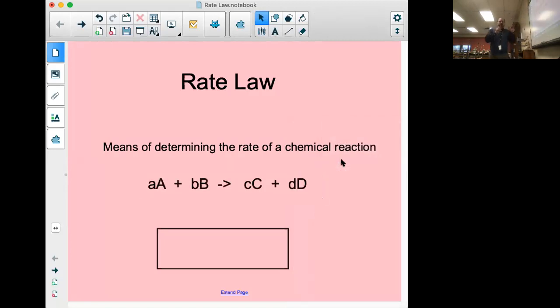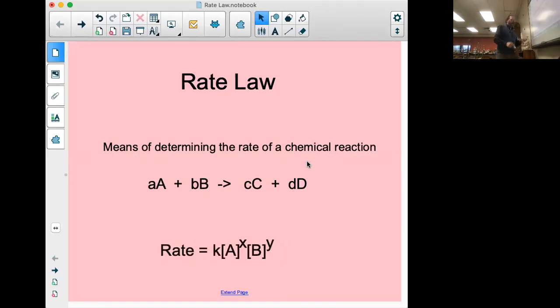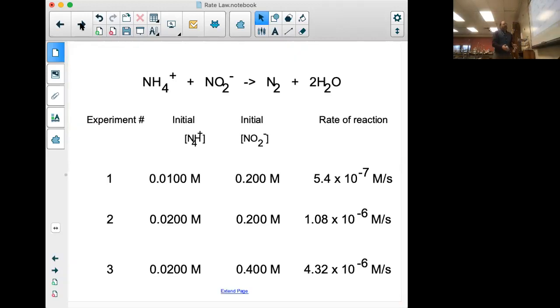Now, unlike equilibrium, where we use the coefficients as the values, we're going to get exponents again for the rate, but those values do not come from the coefficients of my chemical reactions. So instead, we have to find them. So write all this down. We're going to work with this in order to come up with the rate law.